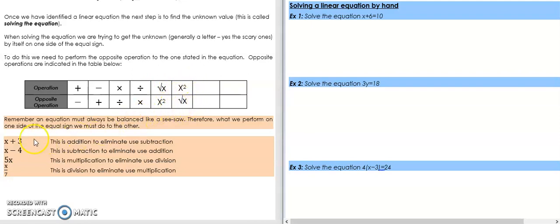Okay? So remember, an equation must always be balanced like a seesaw. In other words, whatever I do to the left, I also have to do to the right, or whatever I do to the right, I also have to do to the left.